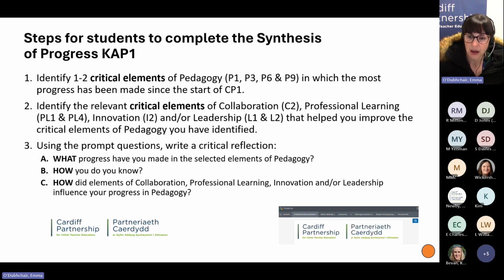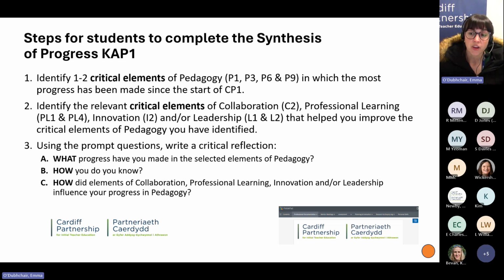Turning our attention now to the student teacher's synthesis of progress, I am going to give this a very, very quick overview, noting that you'll be able to go back and look at the recording if you're unsure. This is something that the student teacher will do the bulk of the work on, but it's worth noting the guidance that we give them. The first thing we ask them to do is to identify 1 to 2 critical elements of pedagogy. That's P1, managing the learning environment, assessment, P3, the 4 purposes, and blended teaching, which is P9.